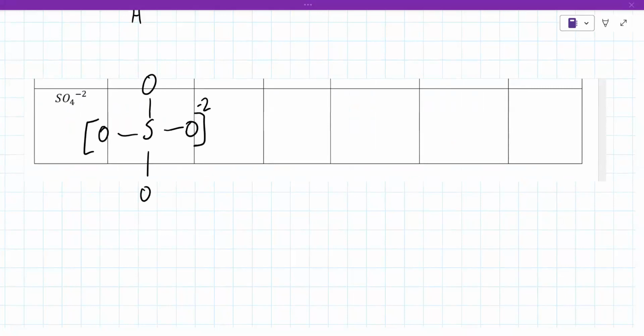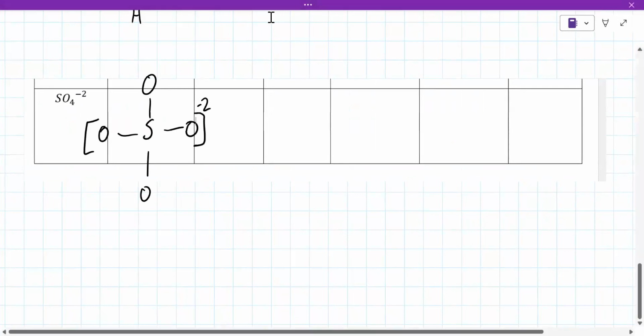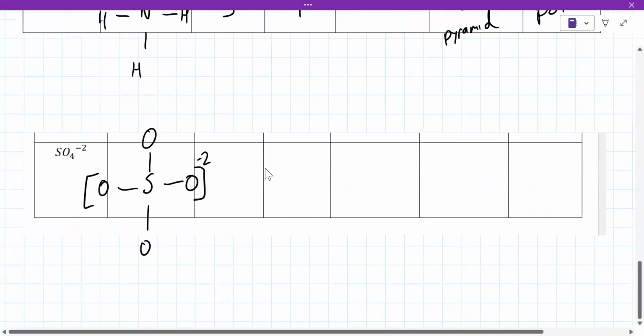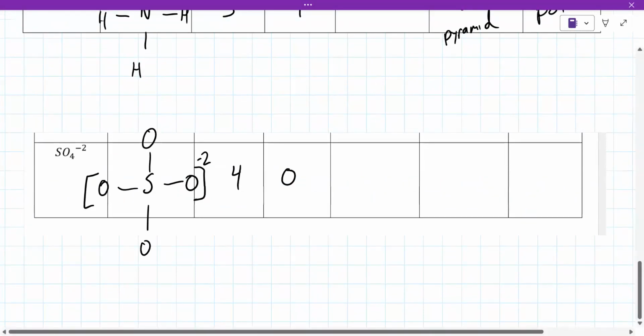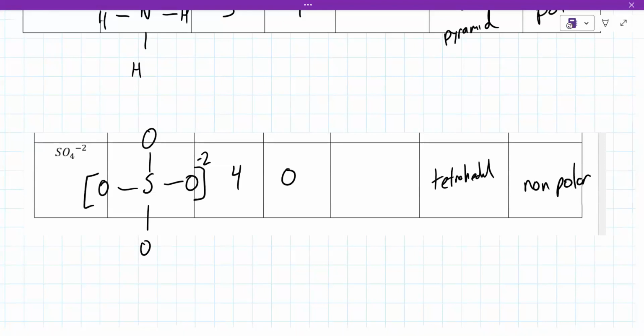And then it would be 4. Would it be like 4 and 0? Yes, exactly. And then this is tetrahedral. And it is also nonpolar. Okay, perfect.